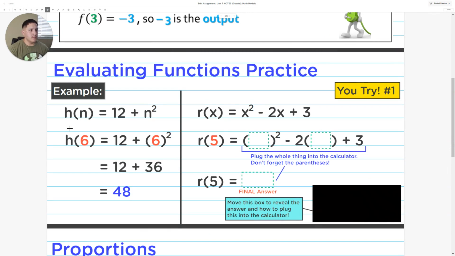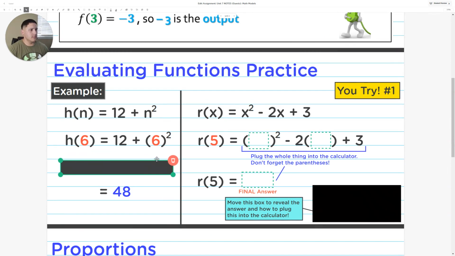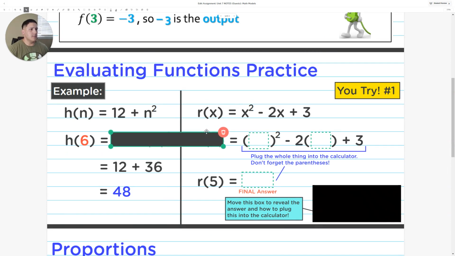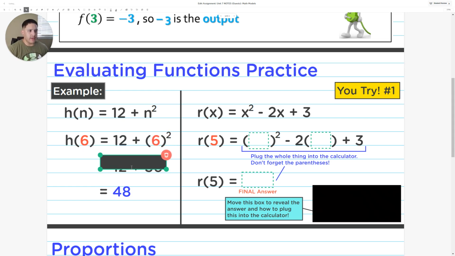Another example. I'm going to hide this right side right here to show y'all. Let's say we have the function h of n equals 12 plus n squared. Again, this is our rule. This is what will help us produce an output. The input, in this case, is the n. So now let's say I want to figure out what h of 6 is. So now my input is 6. Every n that you see is 6.